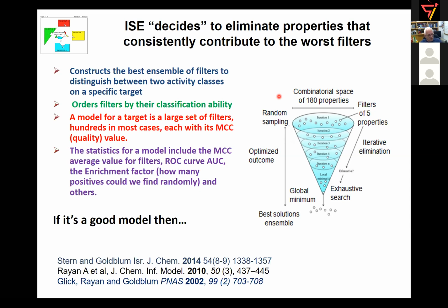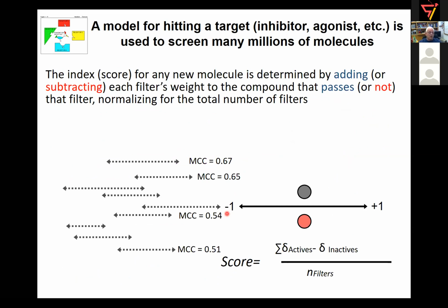Those are the properties that we have in each filter, and each of them has a quality which, in short, is called MCC. This is what we call the Matthews correlation coefficient. The Matthews correlation coefficient allows us to ask to what extent a certain filter is able to distinguish between the positives and the negatives, or the actives and the inactives. And the statistics for each model includes the Matthews correlation coefficient, both for the best filter and for the average filters, the ROC curve, the area under the curve, enrichment factor, and others. And if we get a good model by the statistic criteria, then we can move to the next step, which is the screening of millions and millions of molecules.